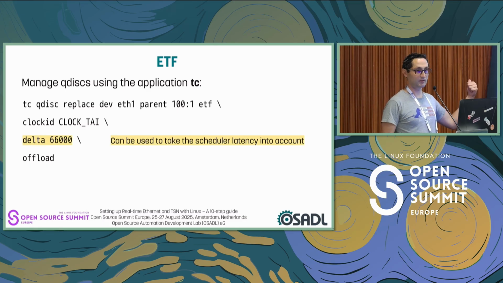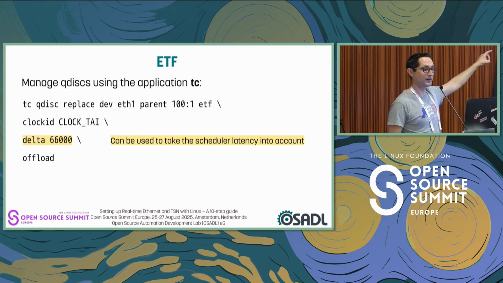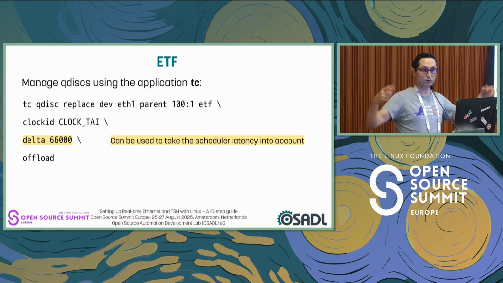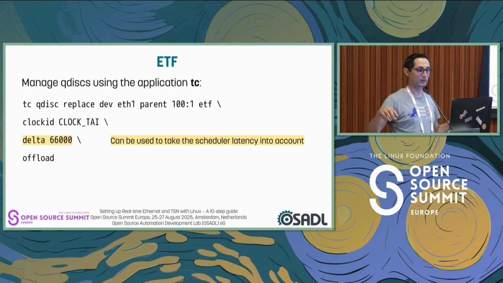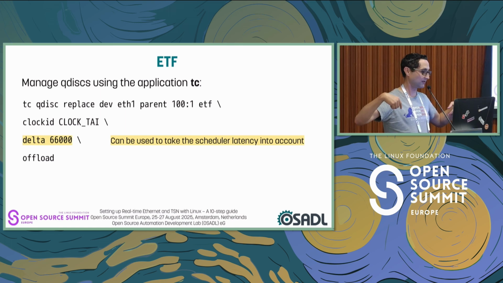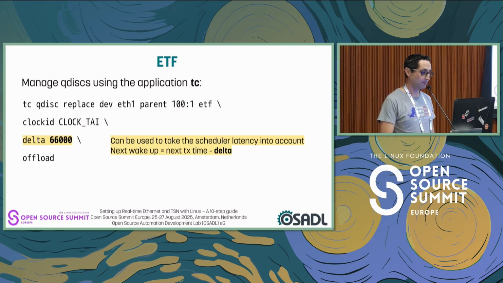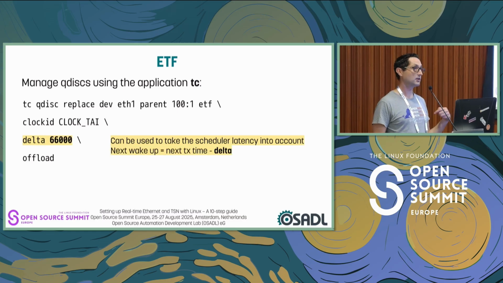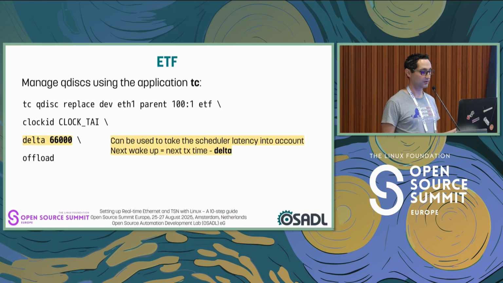You remember where we got this number from? Okay, so this is in nanoseconds. These are the 66 microseconds worst case latency we evaluated on the platform. So this is also the reason why I told you really need to do your homework first before you continue with the rest of the setup. So the main idea here is pretty simple. To calculate the next wake up time, you subtract the delta from the next TX time, right? So you take the scheduling latency into account.